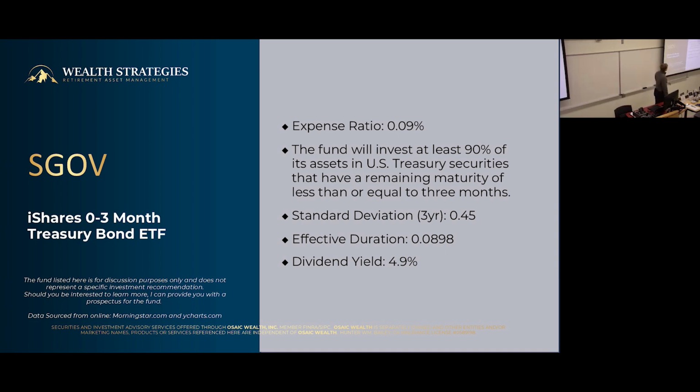It's pretty inexpensive at 0.09 basis points. Remember, when we start at the bottom, we want those low cost funds. We don't want to be paying a lot for these. This fund invests at least 90% of its assets, usually closer to 100, in US Treasury securities that have a remaining maturity of less than or equal to 3 months.